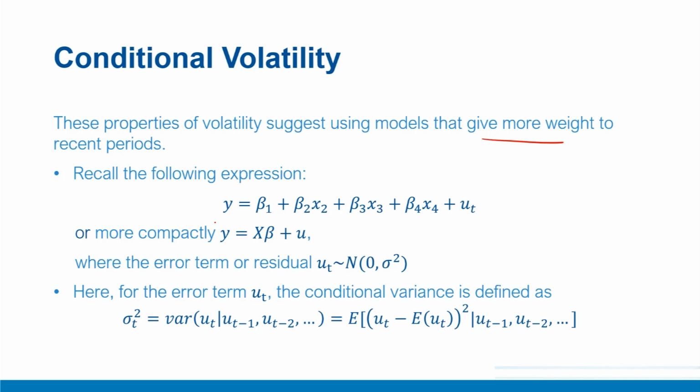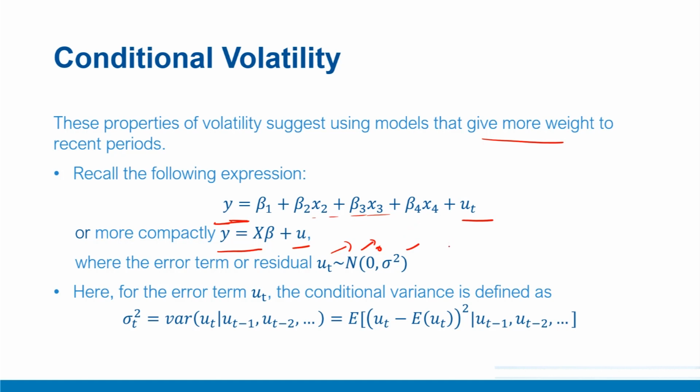Recall we said some kind of relationship in financial markets like y equal to beta 1 plus beta 2 x2 and so on, with an error term mu t, expressed like this, where in vector or matrix form you can write y equal to x beta plus mu. Generally, it is assumed that mu t, or the error term, or in financial markets the information term, is normally distributed with a zero mean and constant variance sigma square.